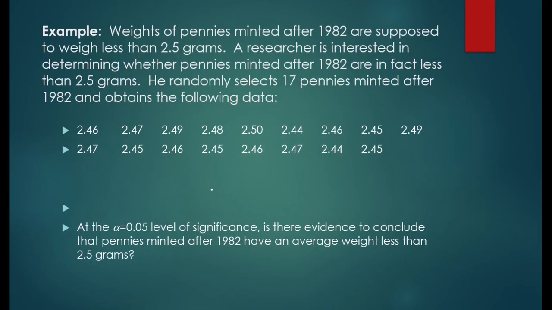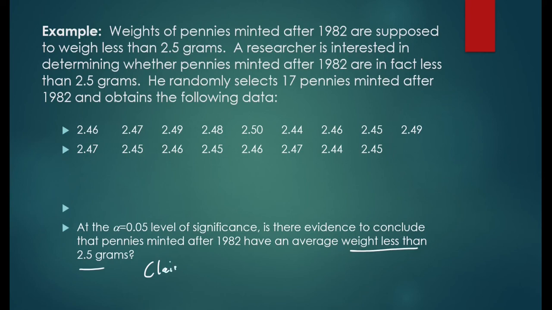Example: weights of pennies minted after 1982 are supposed to weigh less than 2.5 grams. A researcher is interested in determining whether the pennies minted after 1982 are in fact less than 2.5 grams. He randomly selects 17 pennies minted after 1982 and obtains the following data. So we have a list of pennies, and there are 17 pennies listed in the data set. We are asking if the weight of pennies is less than 2.5 grams.